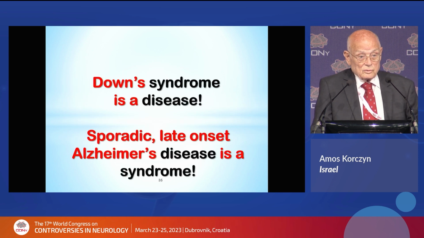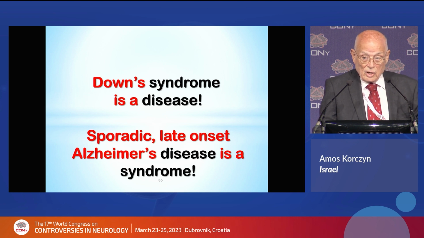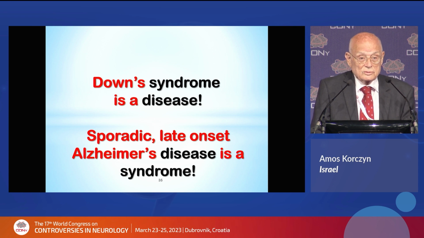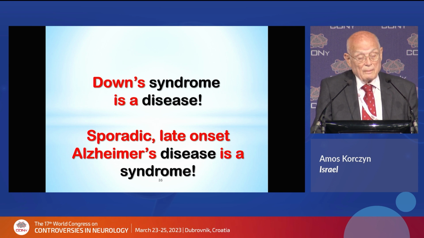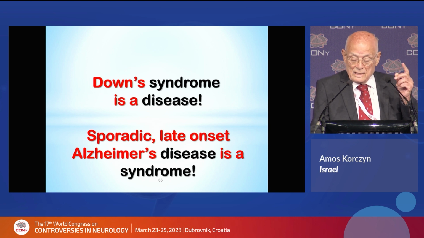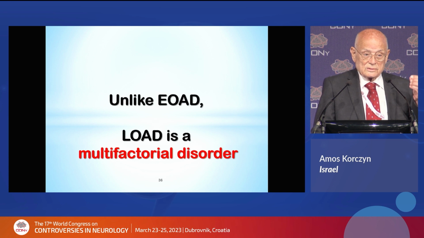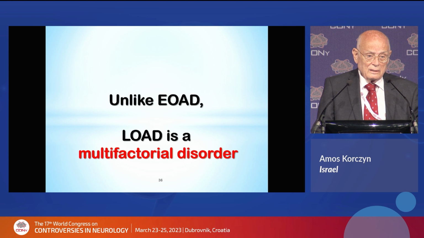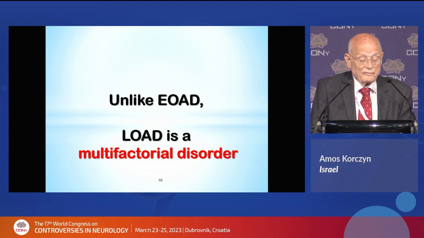So to illuminate this, Down syndrome is of course a disease, because in Down syndrome we know what is the cause, that it's trisomy 21, three copies of the APP gene, and this is what causes the disease. So it's a disease, it's not a syndrome. But late onset Alzheimer's disease is not a disease, it's a syndrome. So Down syndrome is a disease, and Alzheimer's disease is actually a syndrome. But it's a unique type of syndrome, because unlike hepatic cirrhosis, in which each person has a single cause, either alcoholism or hepatitis or whatever, here we talk about a multifactorial disorder. There are many, many different causes or factors that cause it.